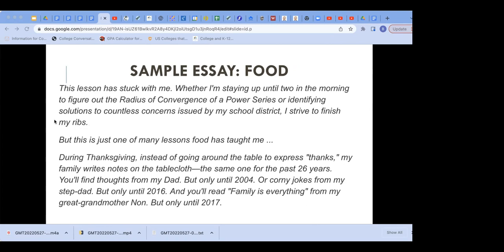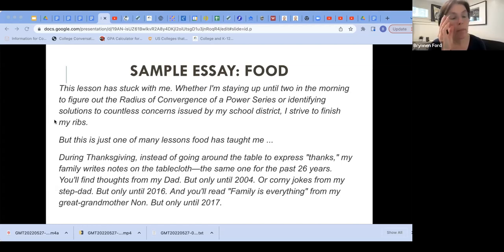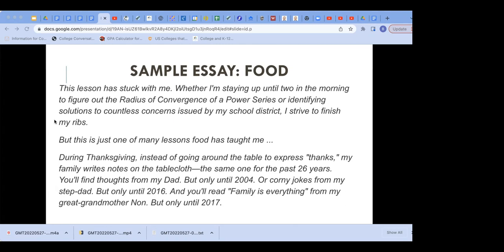This lesson has stuck with me. Whether I'm staying up till 2 in the morning to figure out the radius of convergence of a power series or identifying solutions to countless concerns issued by my school district, I strive to finish my ribs. But this is just one of many lessons food has taught me. During Thanksgiving, instead of going around the table to express thanks, my family writes notes on the tablecloth, the same one for the past 26 years. You'll find thoughts from my dad, but only until 2004, or corny jokes from my stepdad, but only until 2016. And you'll read family is everything from my great-grandmother Nan, but only until 2017.